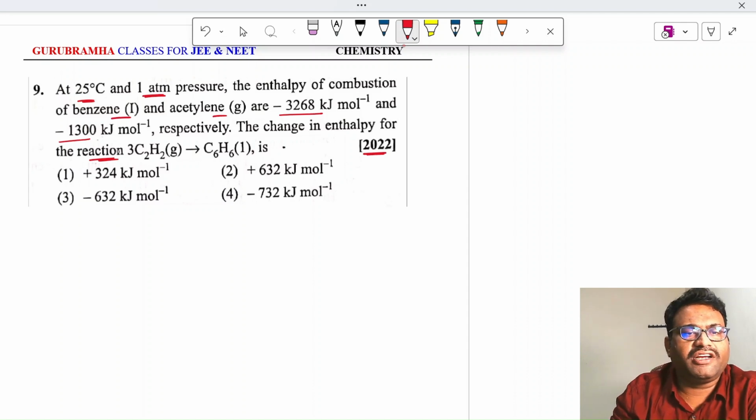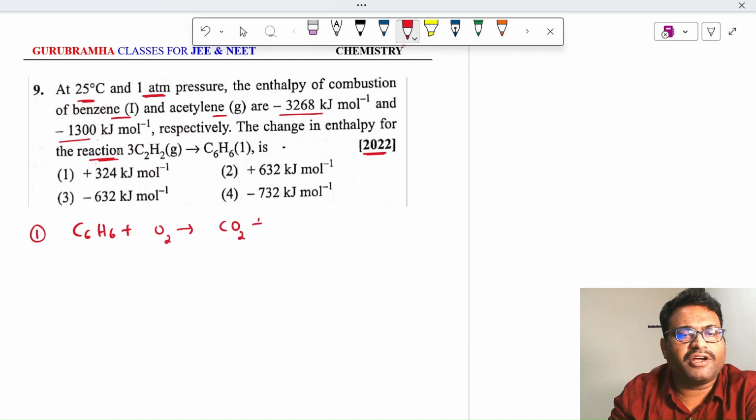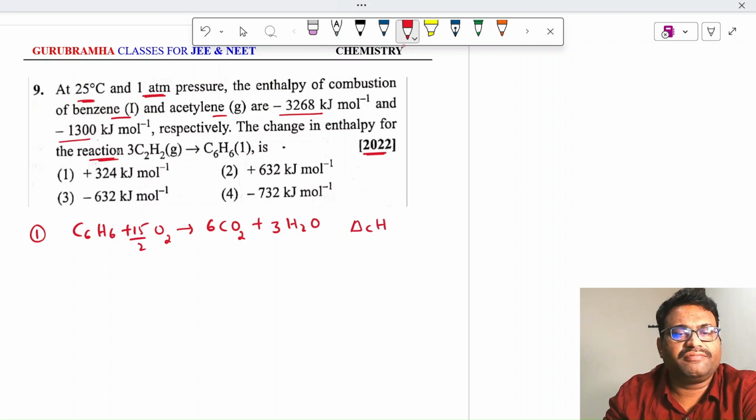First of all, take reaction 1, enthalpy of combustion of benzene. Benzene is combusted, C6H6. When it is combusted, what are the products formed when hydrocarbon is combusted? Carbon dioxide and water are formed. 6CO2, 3H2O, 12 plus 3, 15 oxygens. So 15 by 2. Okay, so this is enthalpy of combustion. Let me take it as 1. Then that is given as, right, minus 3268 kilojoule per mole.